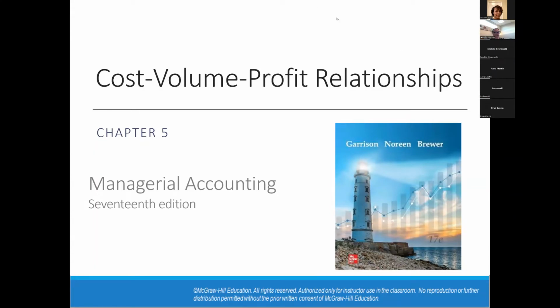All right, so chapter 5 is on cost, volume, profit relationships. So tonight, we're going to go through an example. As we go through, you'll be able to see different scenarios, and we're going to use that same example throughout the whole thing. But if you have any questions during those examples, just go ahead and stop me and ask questions.